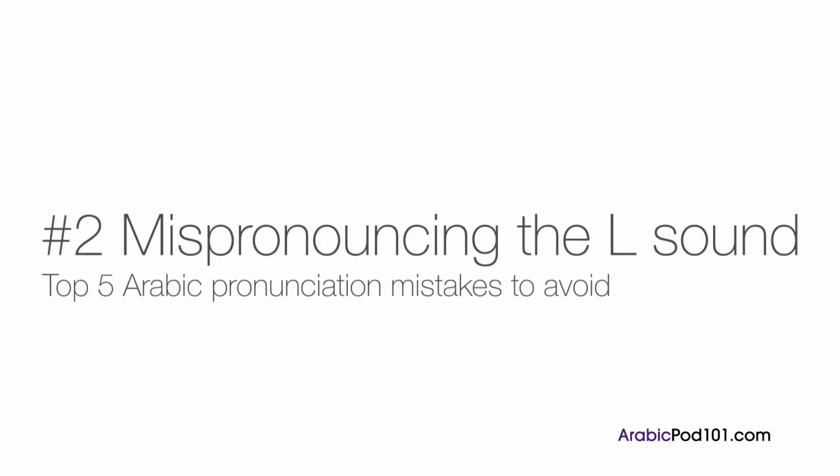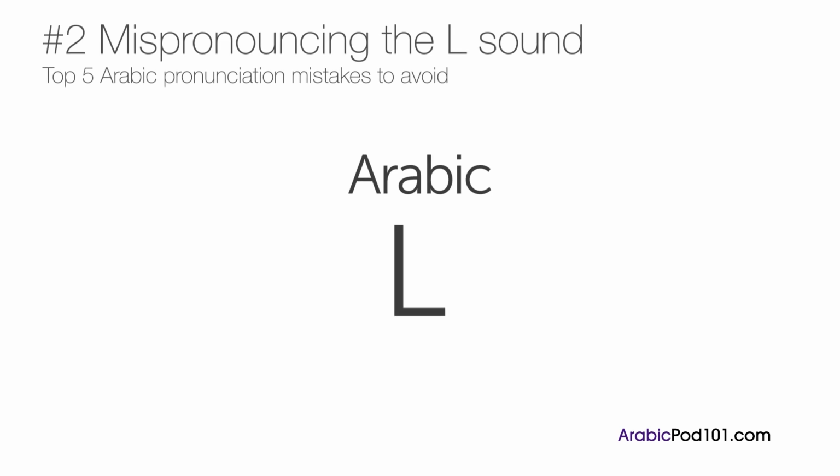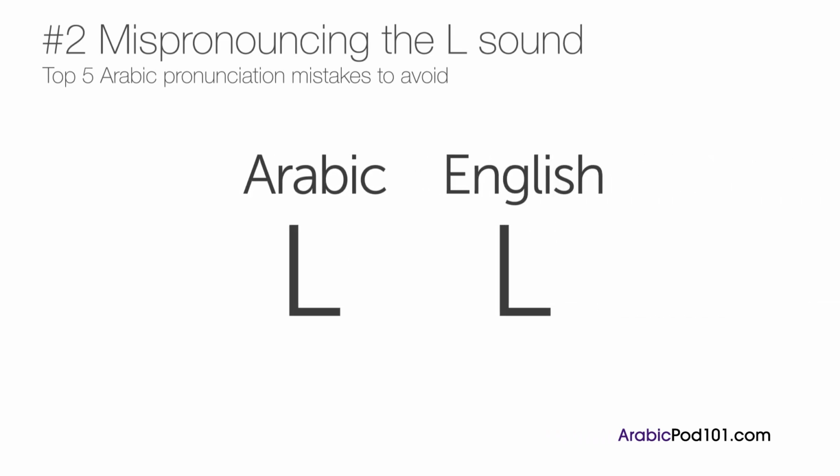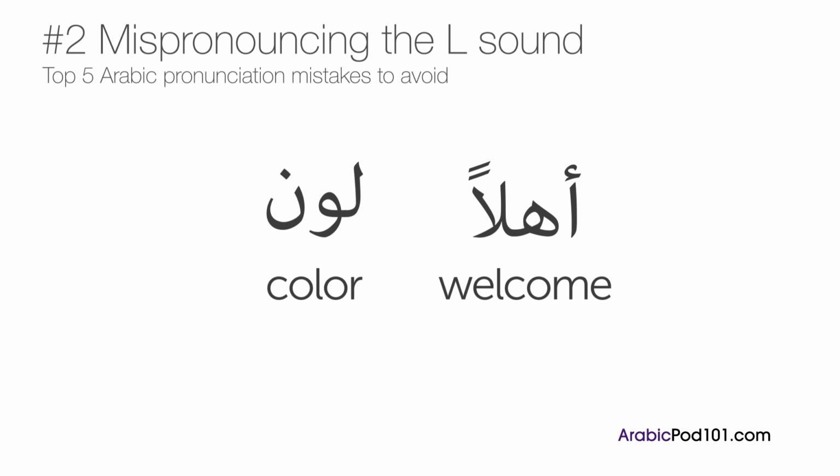Number 2. Mispronouncing the L sound. The Arabic L sound is peculiar because it sounds somewhat like an English L, but not exactly. The problem arises when speakers begin substituting the English L for this sound, and when you do, native speakers will notice immediately that Arabic is not your native language. Listen to Parihan and pay attention to the way it's pronounced in the following words.